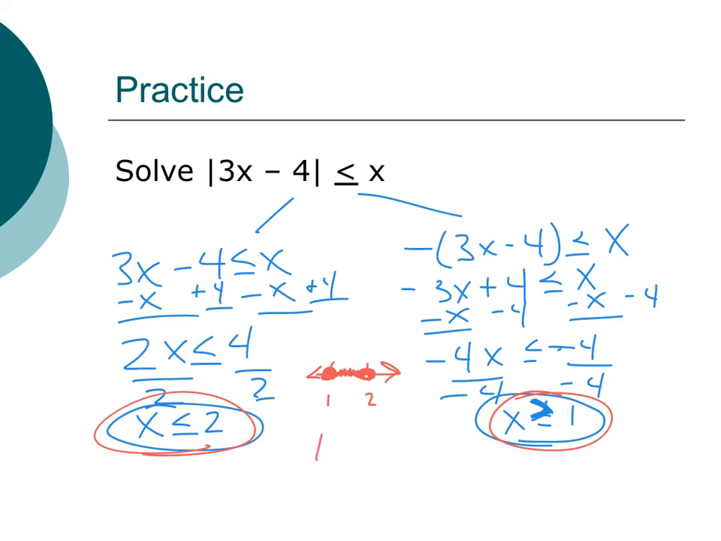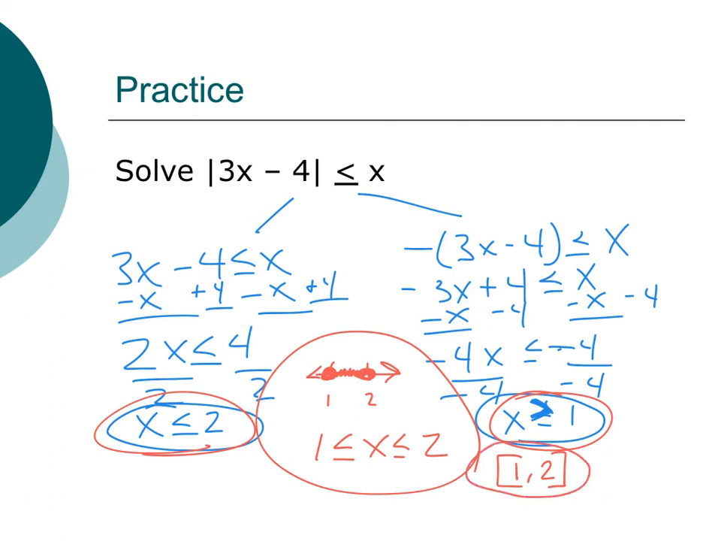So I could also write this as a compound inequality, solving it that way. Or I could actually use interval notation, and it's brackets because it's equal to signs. That is still yet another way to express it. Any value between 1 and 2, including 1 and 2, would satisfy this inequality.